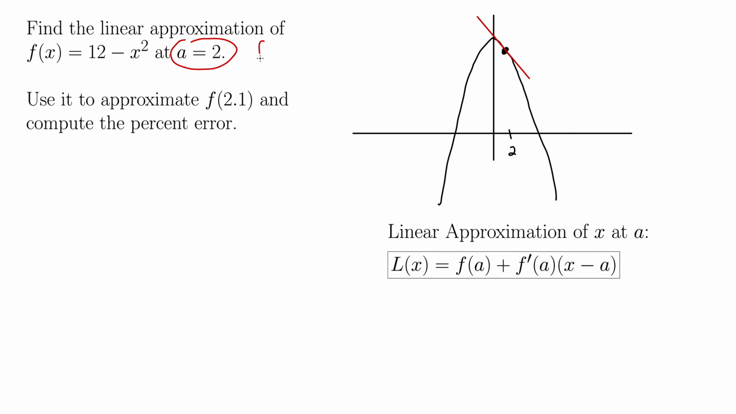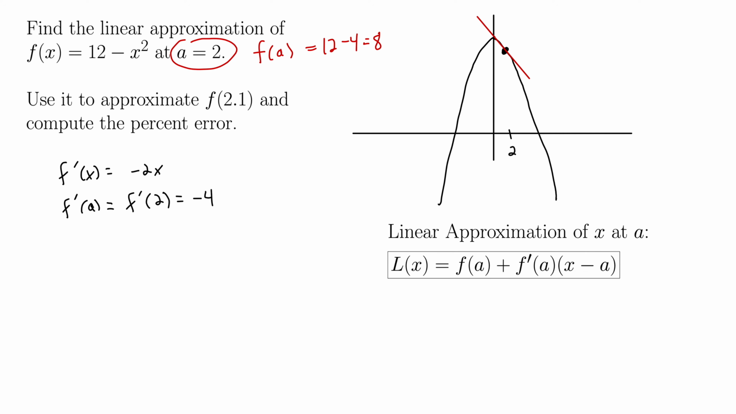And from that we can quickly compute f of a by simply plugging in 2 to this function. So that's 12 minus 4, which is 8. Okay, so there's our f of a. F prime of a is found by taking the derivative of the function. So f prime of x first is negative 2x. So then f prime of a, well, that's f prime of 2, which is negative 4.